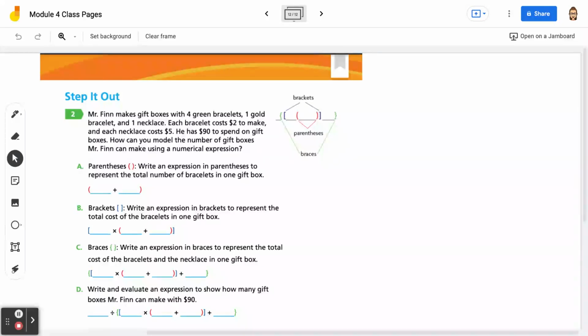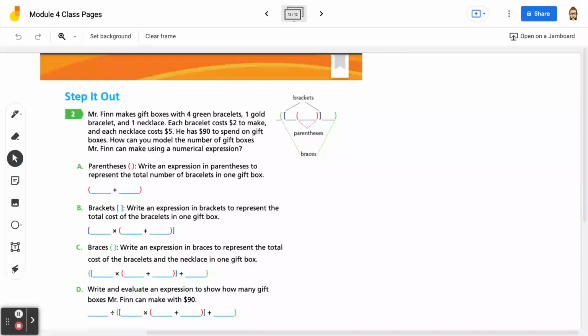So step it out number 2. It says Mr. Finn makes gift boxes with 4 green bracelets, 1 gold bracelet, and 1 necklace. Each bracelet costs $2 to make, and each necklace costs $5. He has $90 to spend on gift boxes. How can you model the number of gift boxes Mr. Finn can make using a numerical expression?